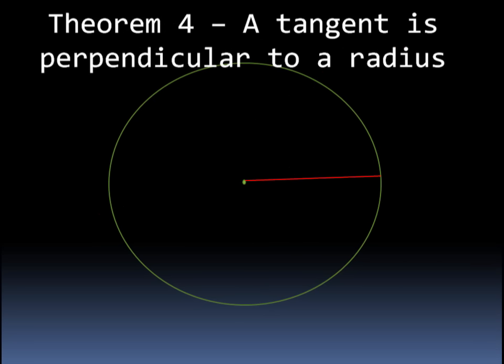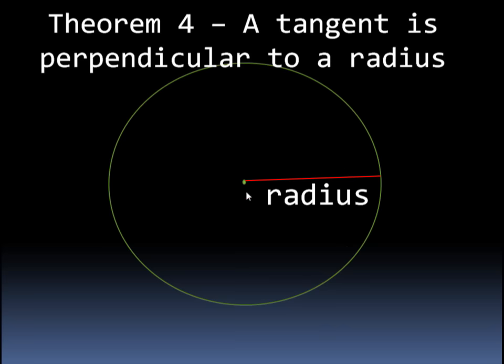Now, circle theorem 4. This one states that the tangent is perpendicular to a radius. A tangent is perpendicular to a radius. What does the term perpendicular mean? Well, the term perpendicular simply means that the tangent will meet the radius at 90 degrees. When two lines are perpendicular, it simply means that those two lines meet at 90 degrees.